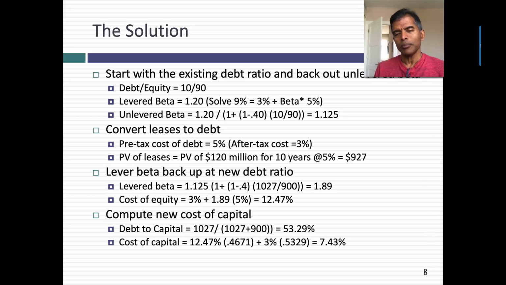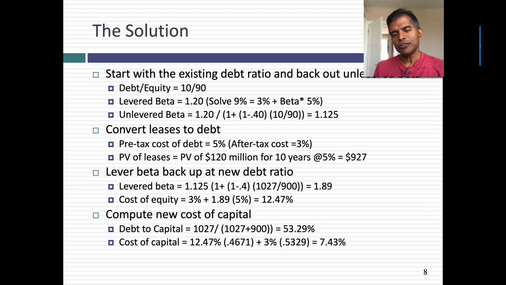Then I unlever the beta. By now, you should have levered and unlevered so many betas, this should be second nature to you. I'm taking out the effect of the existing debt, and I come up with an unlevered beta of 1.125. You'll see why I need that in a moment.